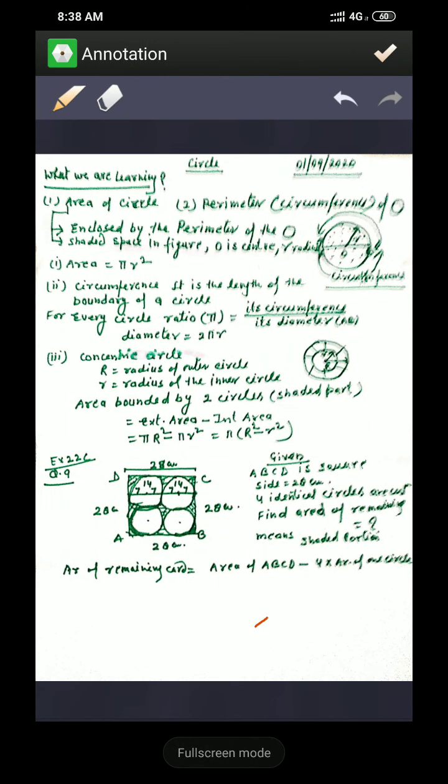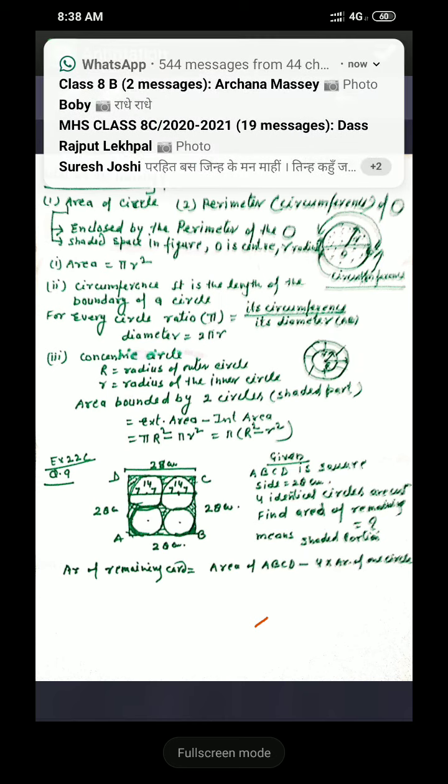Good morning, students. In the last lecture, we learned how to find the area and perimeter of triangles. So in this lecture, we are going to learn about the area of a circle and the perimeter of a circle. So two things we are going to learn over here.